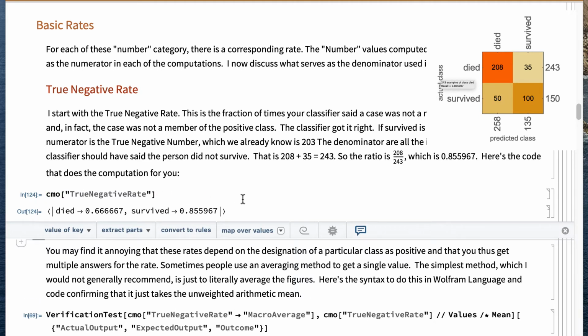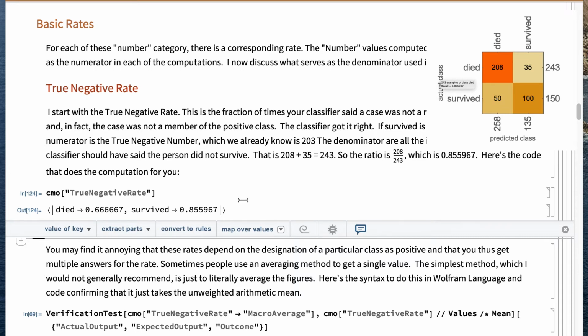Okay, now you might find it annoying that we keep getting two answers, that it keeps depending on which class we say is the positive class. One way is just to live with this issue and designate a positive class. But there is an alternative way that's sometimes used, and that's to use some form of averaging. And there are at least 3 forms of averaging that you can use. I'm going to give you the simplest one first, although unfortunately it's not a particularly good measure.